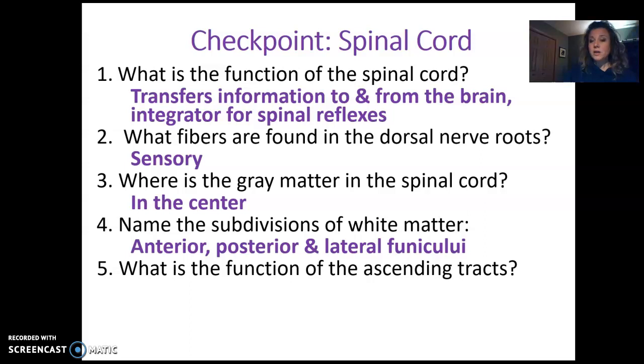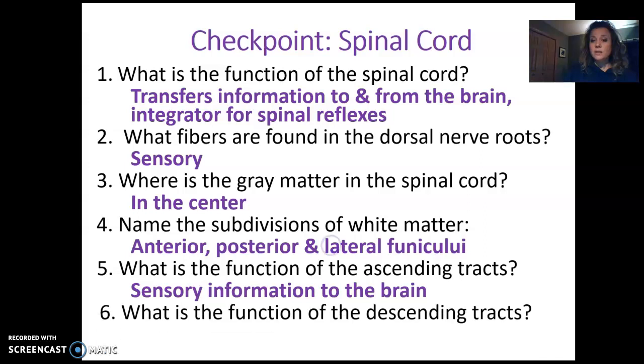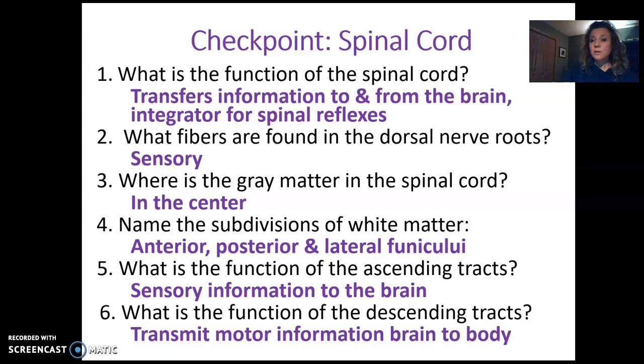What is the function of the ascending tracts? To carry sensory information up to the brain. And the descending tracts are going to do what? Transmit motor information from the brain to the body.